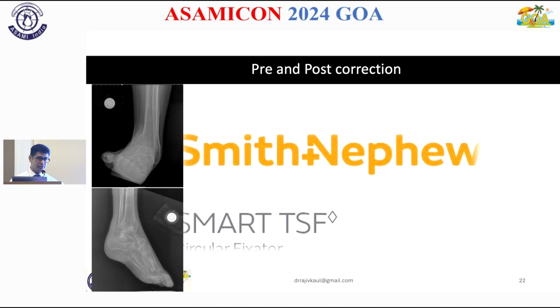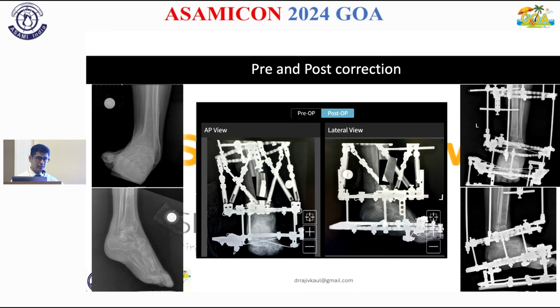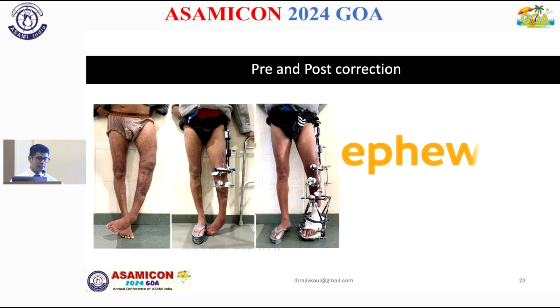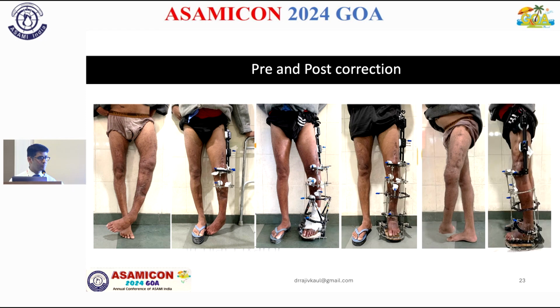So this is a case which I just demonstrated, an ankle equinocavovarus deformity. This was the correction, and this is what we could achieve. That's the patient. He also had a procurvatum of the femur. So we corrected the femur acutely, followed by gradual correction for the foot and ankle to get him a reasonable alignment like so.